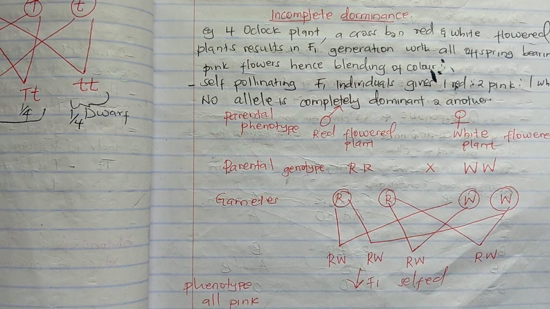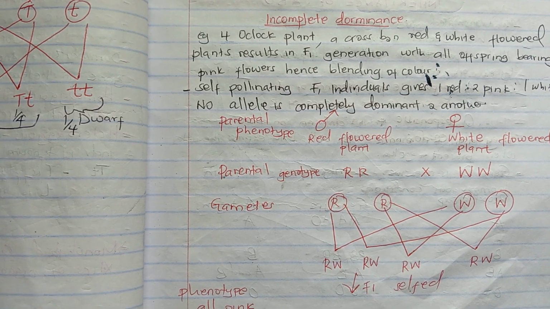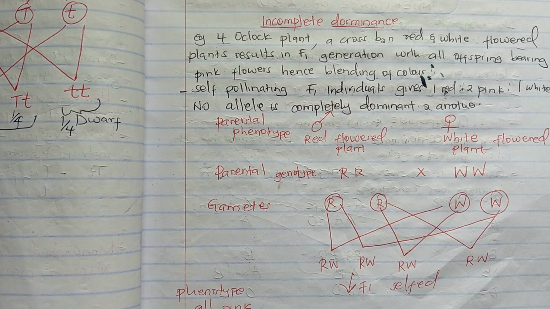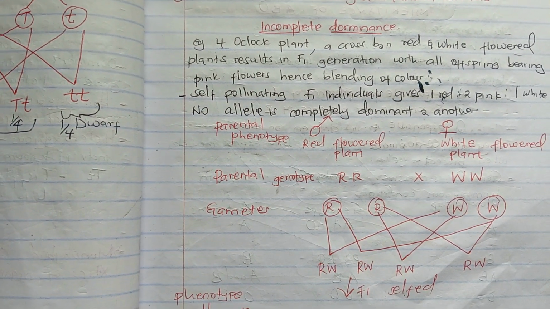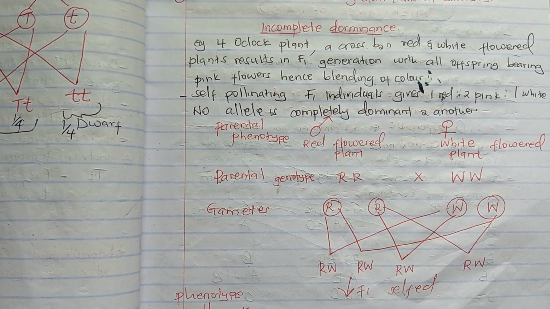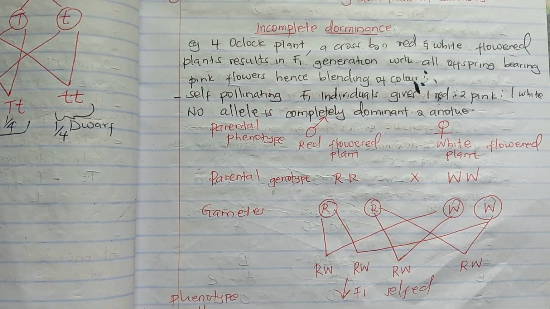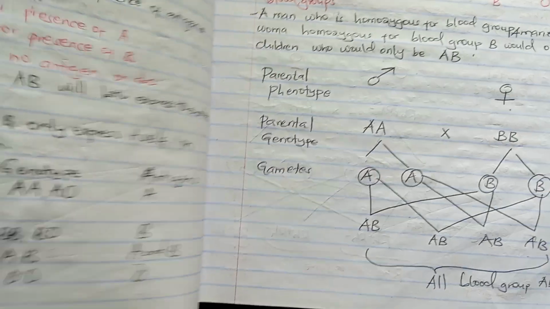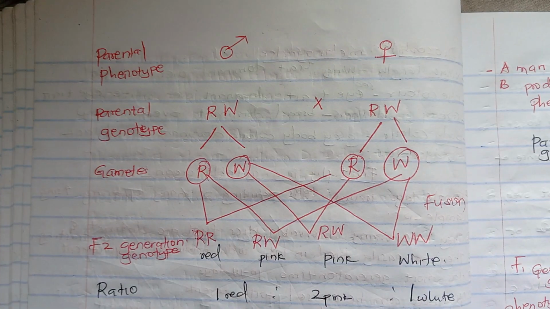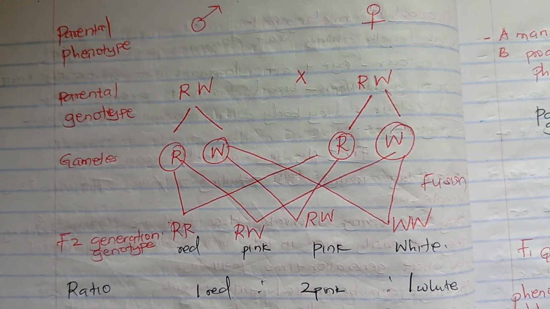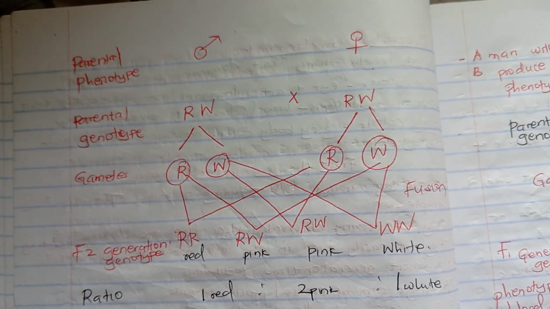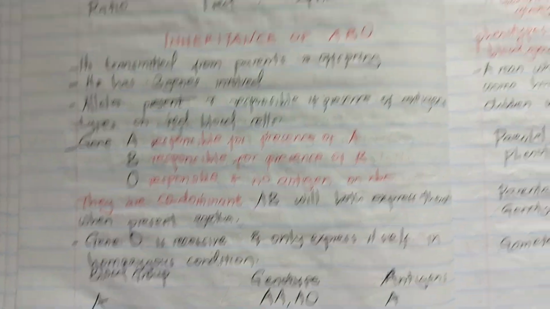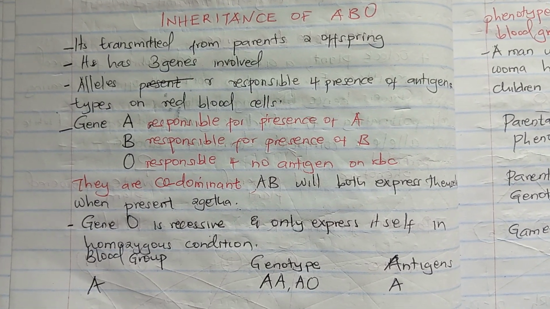Incomplete dominance is shown in the four-o'clock plant, where a cross between a red flowered plant and a white flowered plant results in an F1 generation with all offspring having pink flowers. That means the red color is not completely dominant over the white, neither is the white completely dominant over the red. In this case, both colors are expressed, so that is incomplete dominance. That is also another example: red and white, if they are crossed, will give pink offspring in the F1 generation.